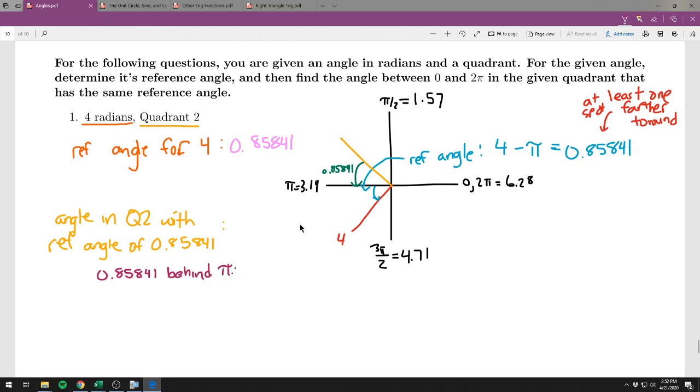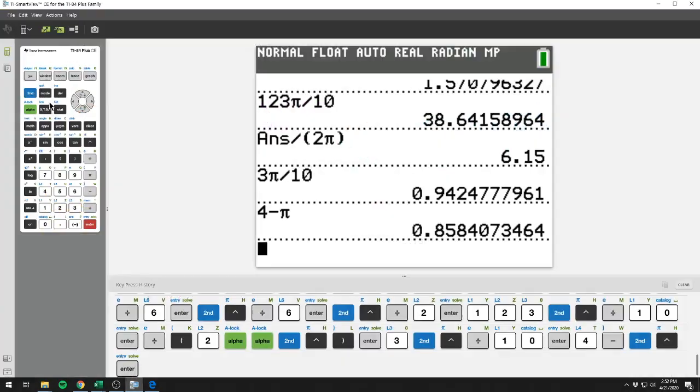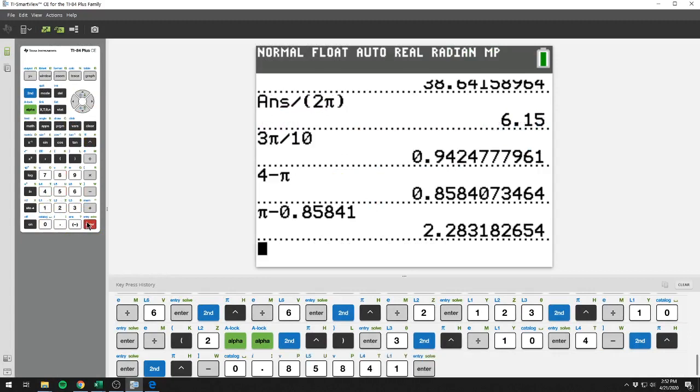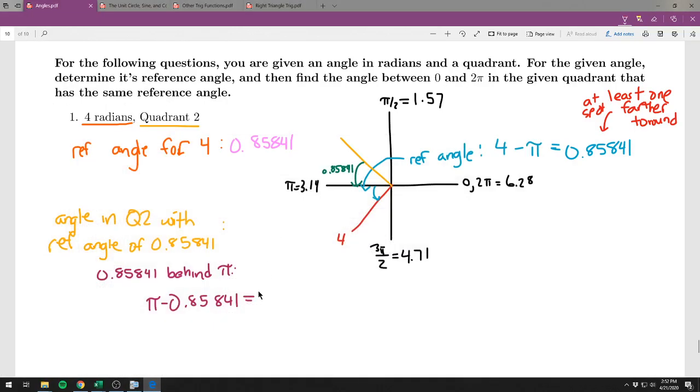But once again, you use the pi. You do not use 3.14. So we've got pi minus 0.85841, and if you do that in your calculator, we get 2.28318.